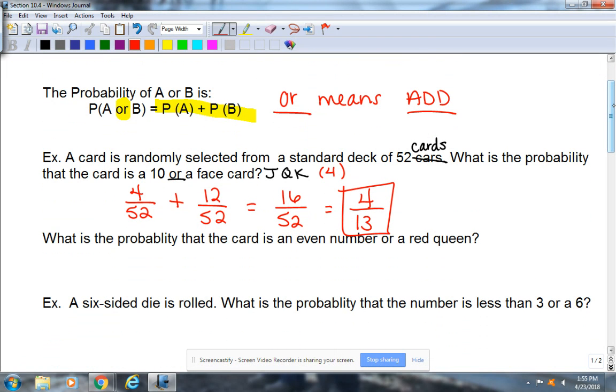All right. What is the probability that the card is an even number card or a red queen? An even number card or a red queen. So let's first find the probability that you get an even number card. Well, what cards in a deck are even? Oh, the numbers: 2, 4, 6, 8, and 10. Right?